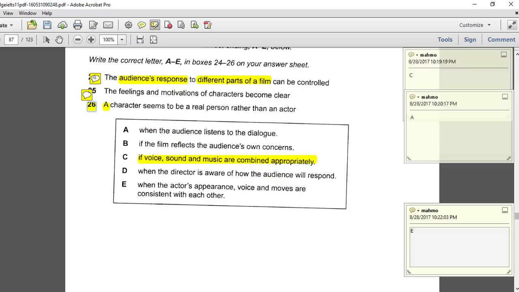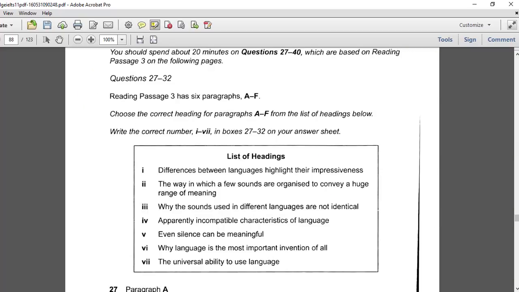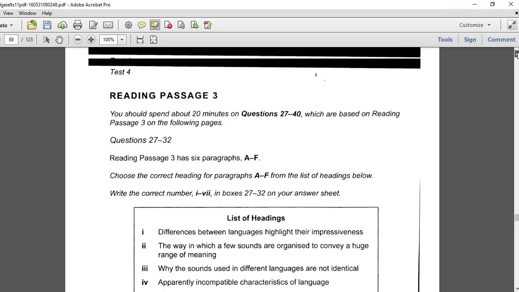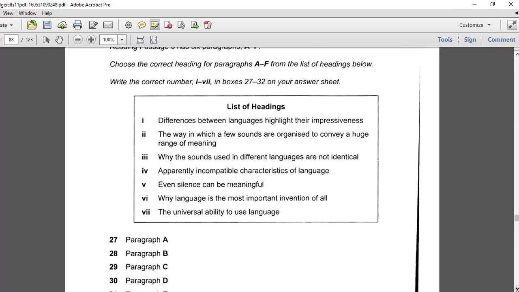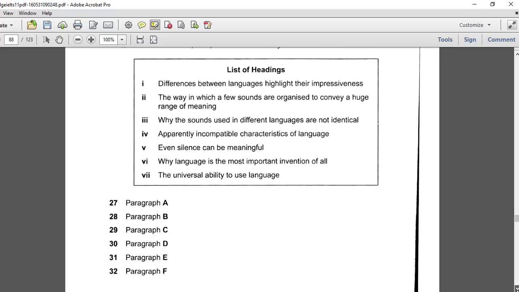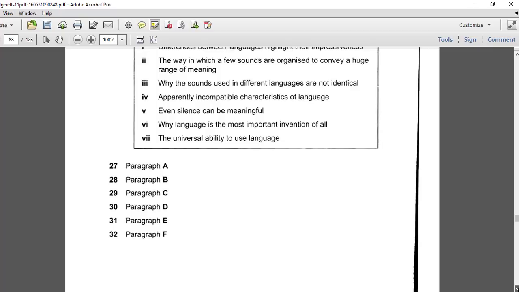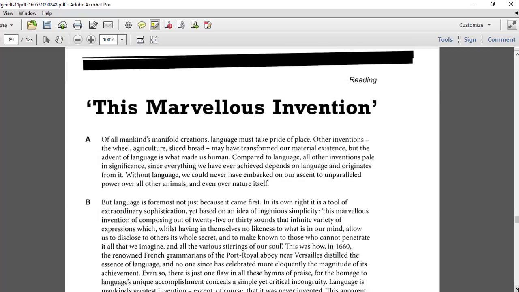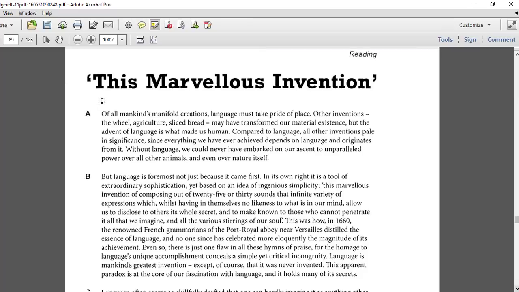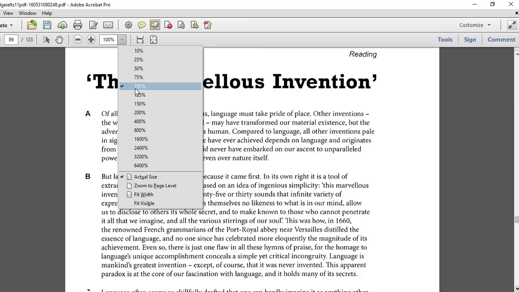Okay, good. Now we move to passage 4. Is it yes, passage 3, I'm sorry. Differences between languages, highlight impressiveness. Oh, yes, headings for paragraphs. Now we will scan paragraph A. I'll make the text a little bit larger.